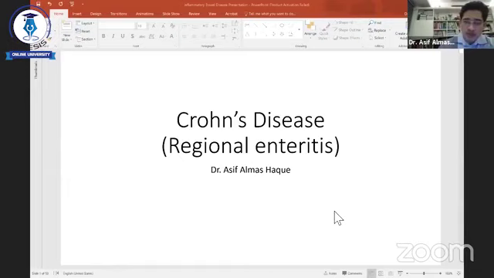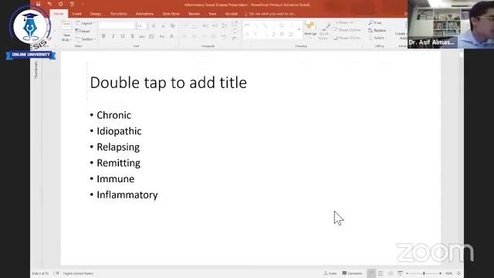Now, another name for Crohn's disease is regional enteritis. That means it involves a certain region of the gastrointestinal system, not the whole gastrointestinal system at the same time. Okay, we will come to that in a moment.